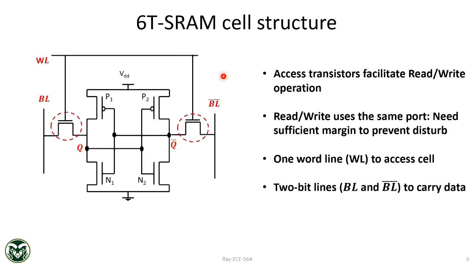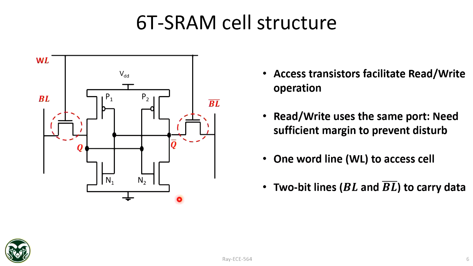Now, this is the structure. So here, the access transistors facilitate this read and write. So you need to turn them on, right, whenever you want to read or write the memory cell, because you have to access it. Whenever you want to read, these bit lines are the sense amplifier connection, right?